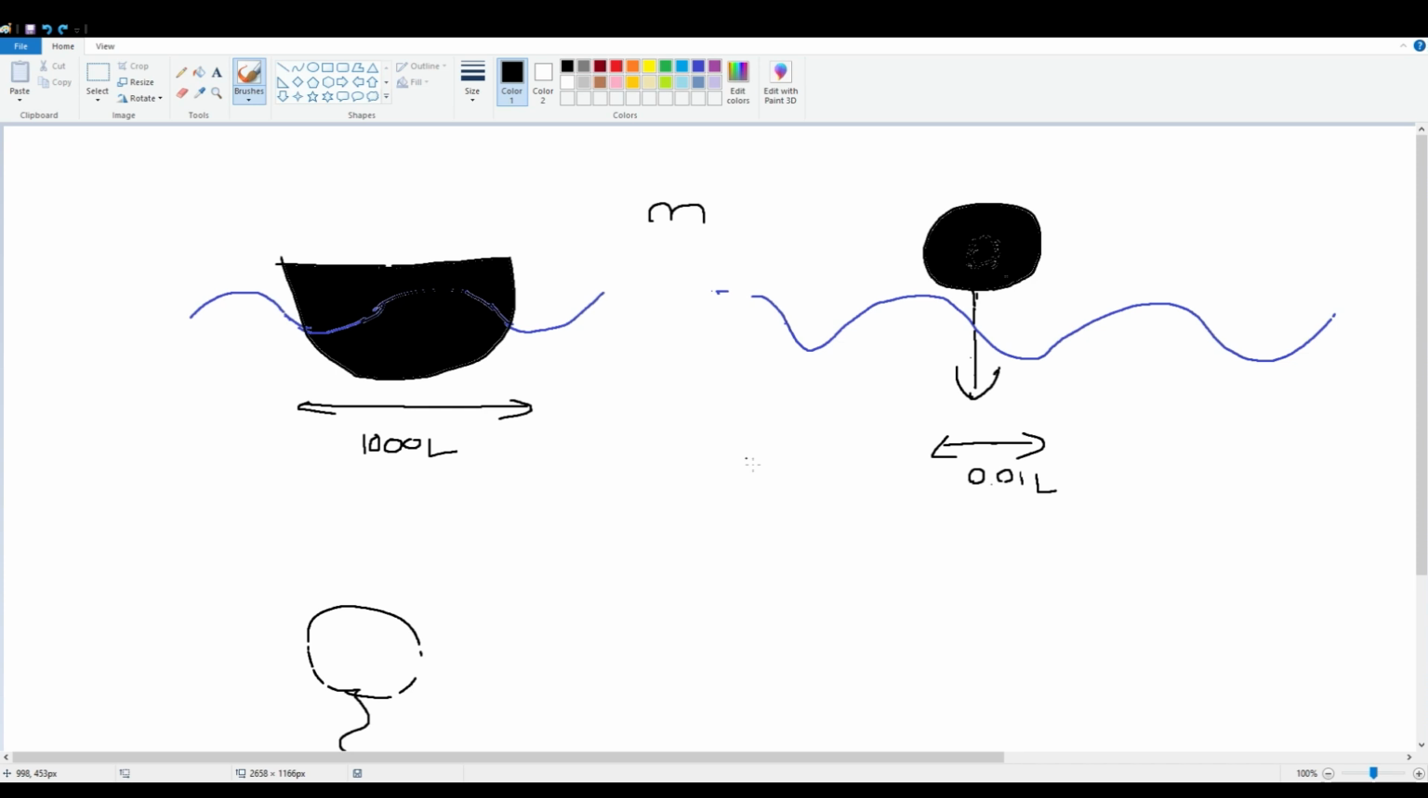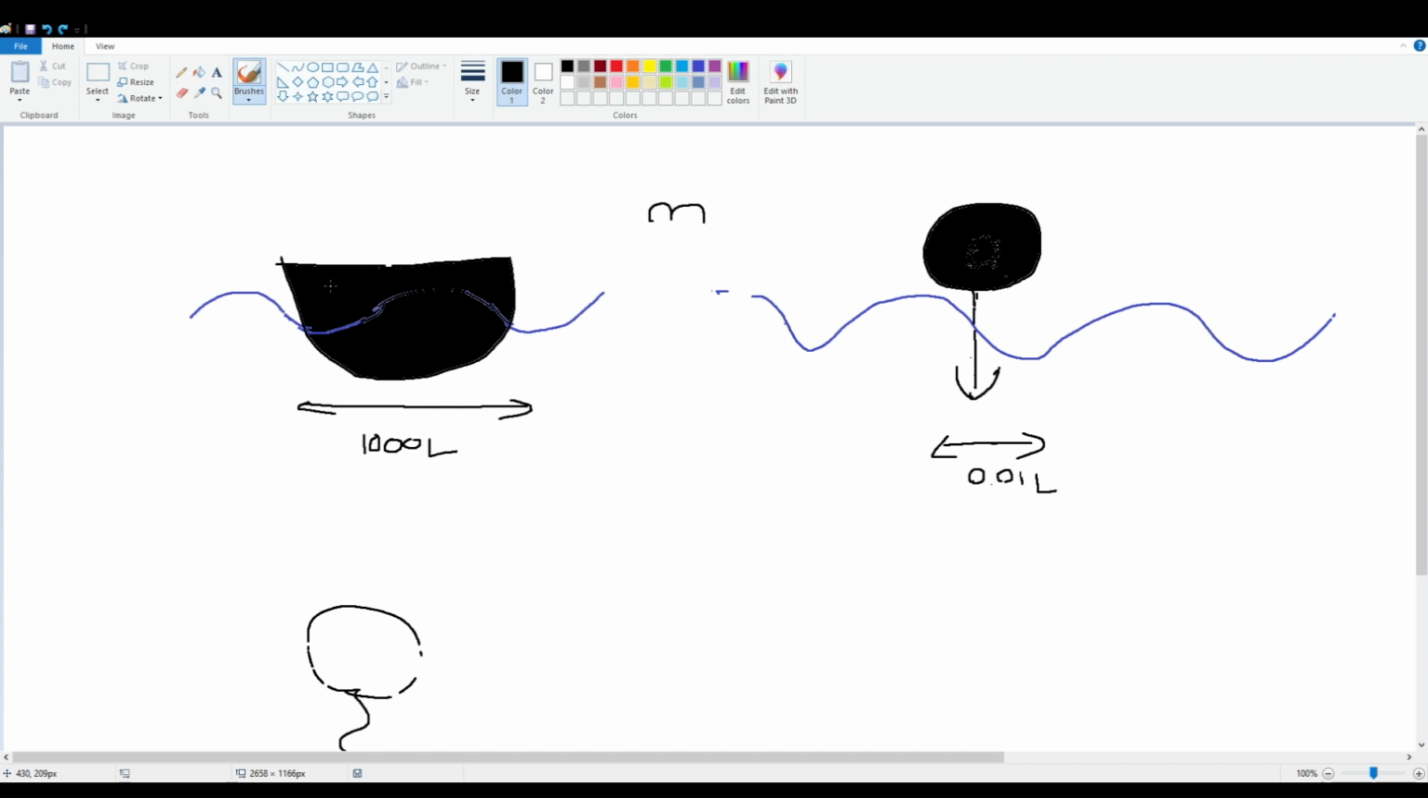Because the boat is so large, it will displace a greater amount of water that will allow it to float, because as long as the weight of the water displaced by the ship is greater than the weight of the ship, it will float. While for the pebble, because it takes up very little space, it will displace very little water. So the weight of the pebble will be greater than the weight of the water displaced, causing it to sink.